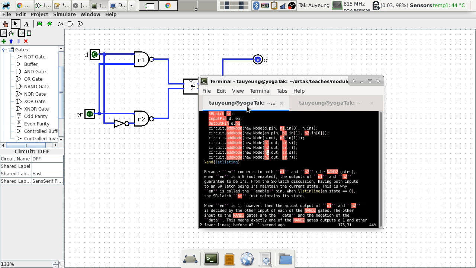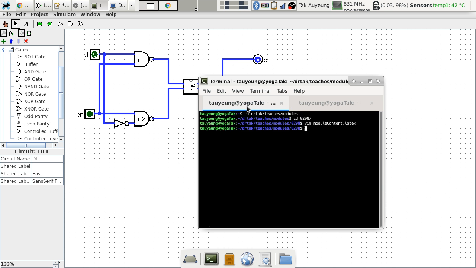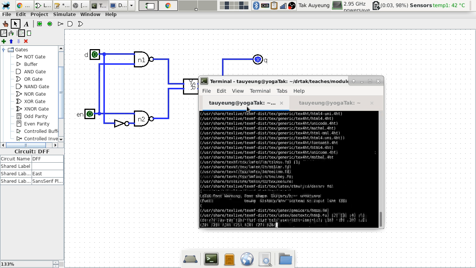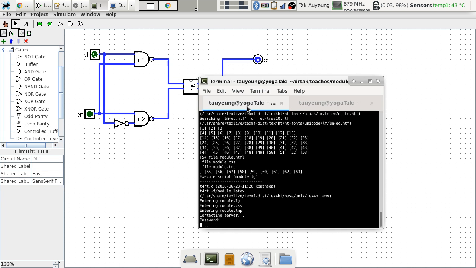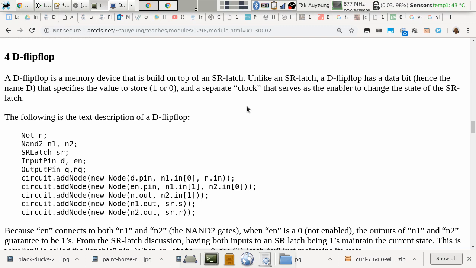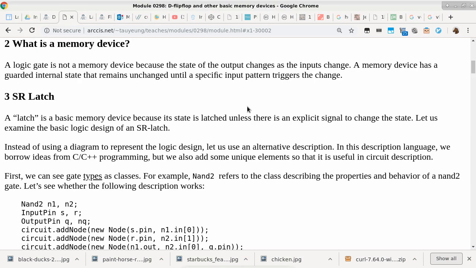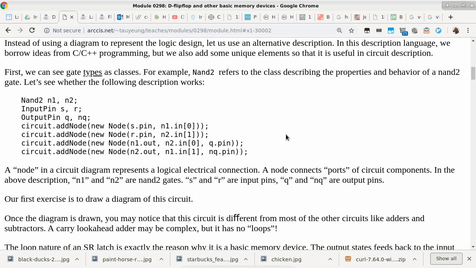Okay, so what we are hooking up is the SR latch's Q pin goes to Q dot pin, and then the SR latch's NQ pin goes to NQ's pin, and that's it. Okay, go back to the design, refresh, and now we got the whole picture.